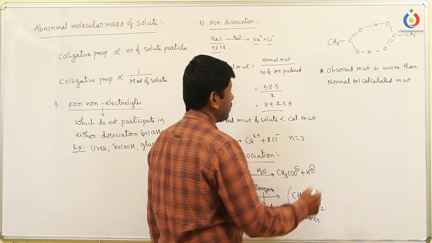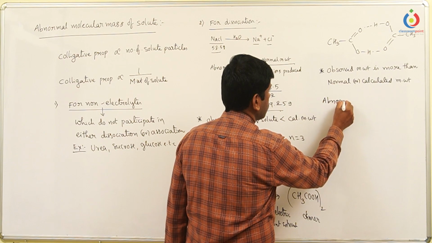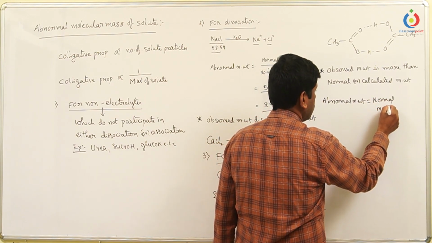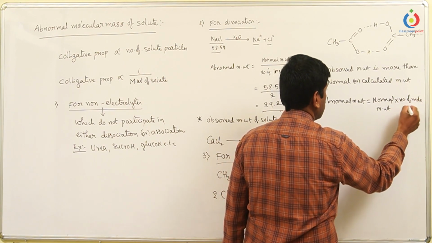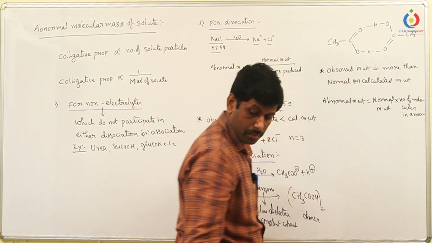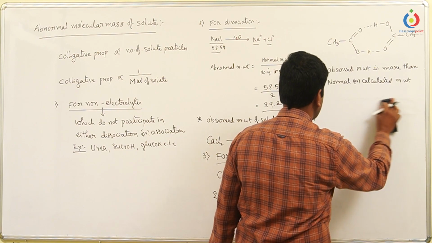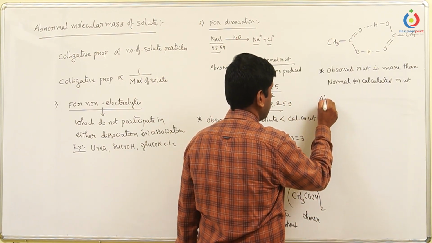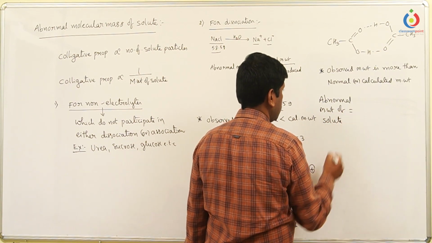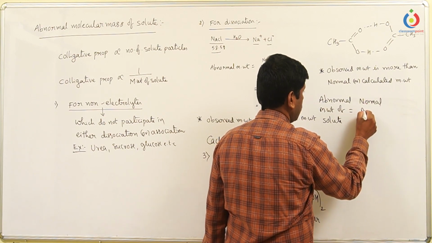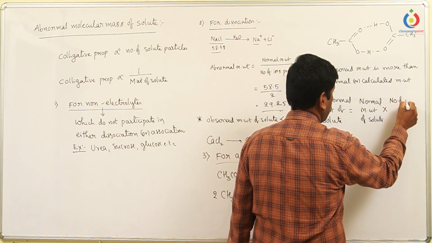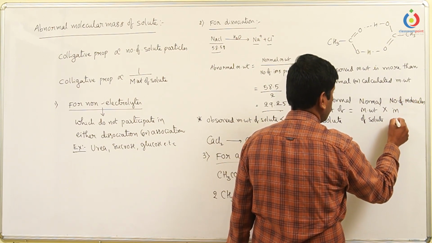Then this formula has to be changed as: abnormal molecular weight of solute is equal to normal molecular weight of solute into the number of molecules in association. I'll rewrite the formula, as the space is not sufficient. Abnormal molecular weight of solute is equal to normal molecular weight of solute into number of molecules in association.